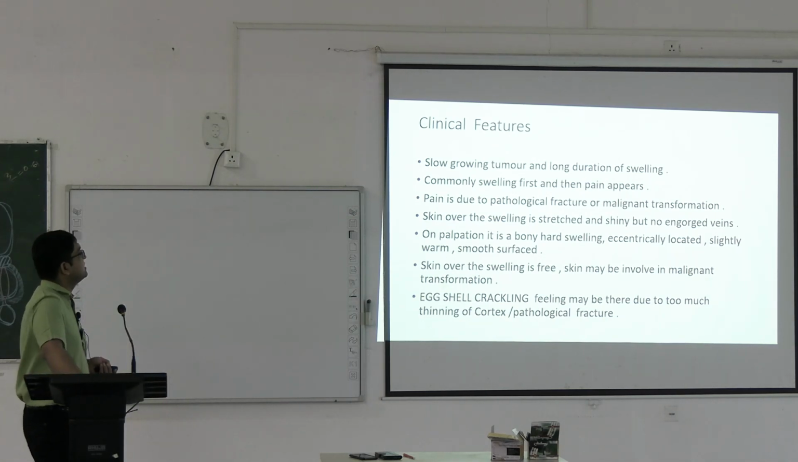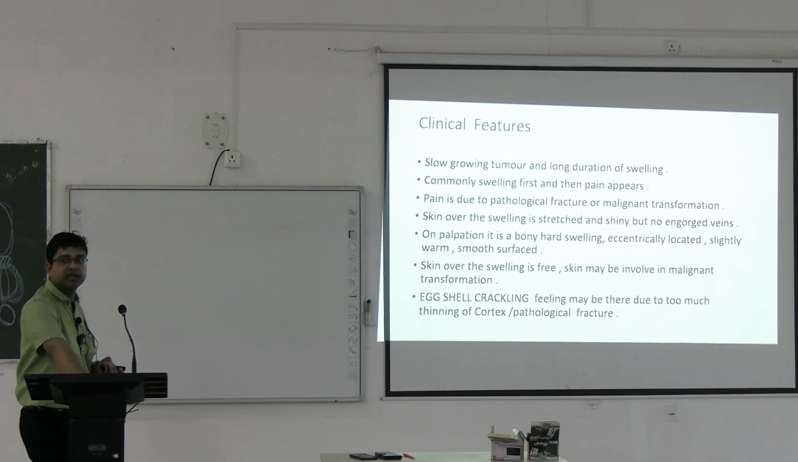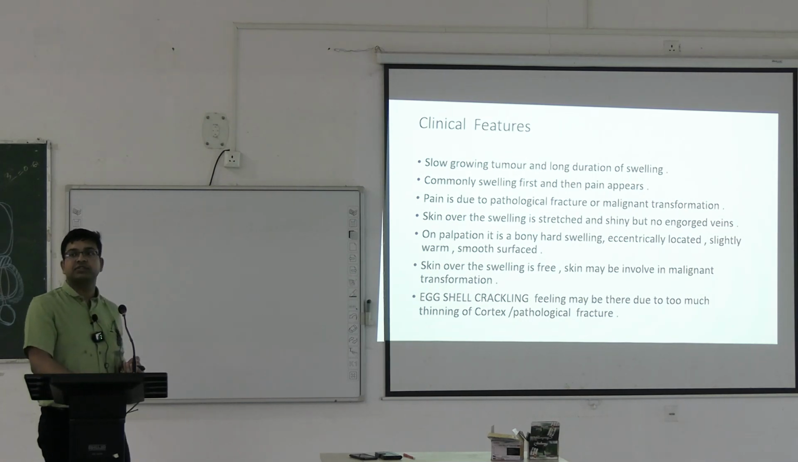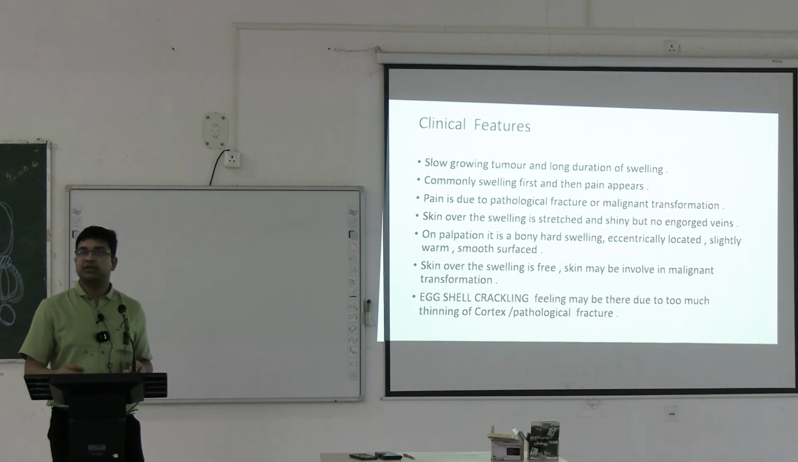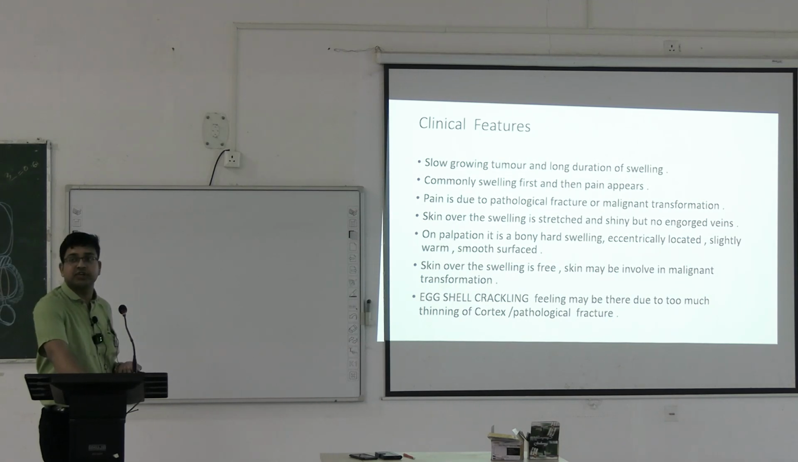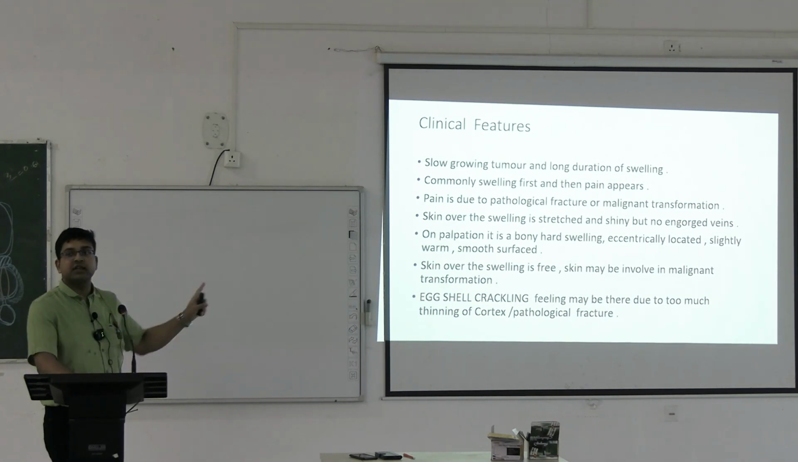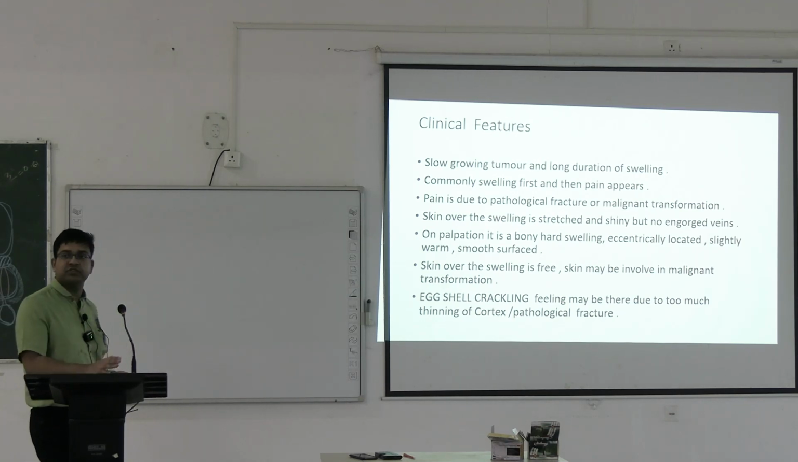On palpation, there is a bony hard swelling, eccentrically located and slightly warm and smooth surface. Eccentrically means outside. It is growing outside. Okay, it is expansile and eccentrically located. Here the skin is slightly warm, but not as warm as malignant tumor. But the surface is smooth.